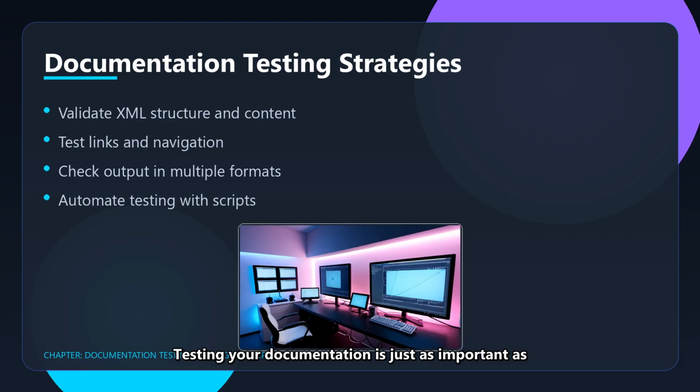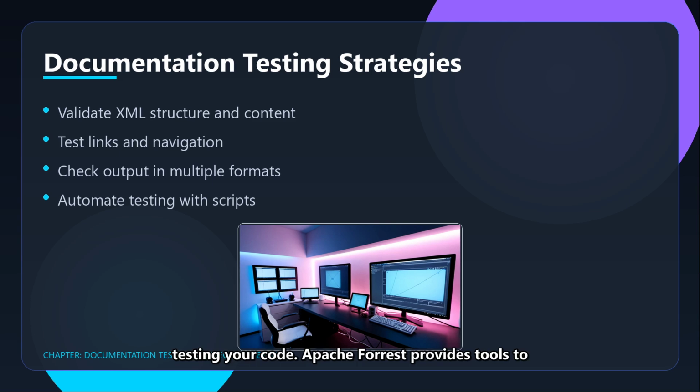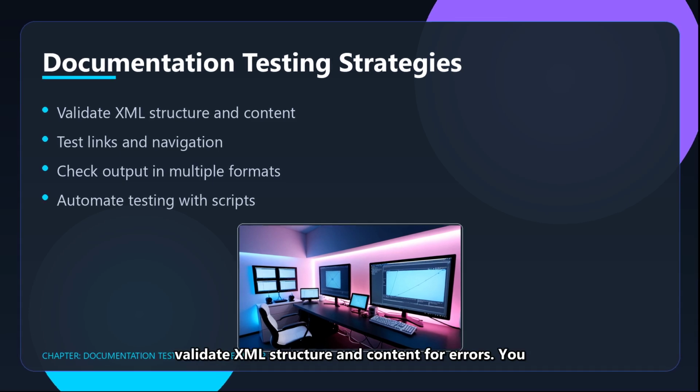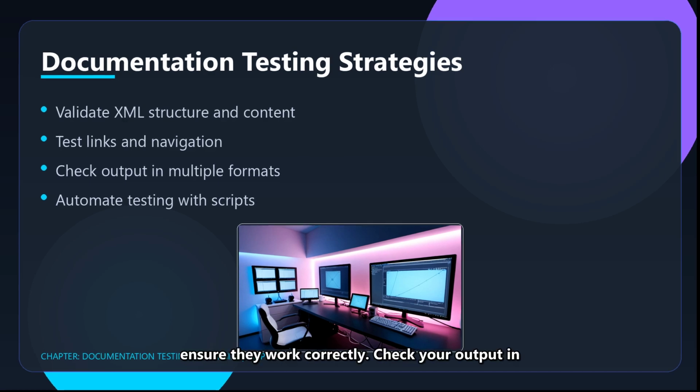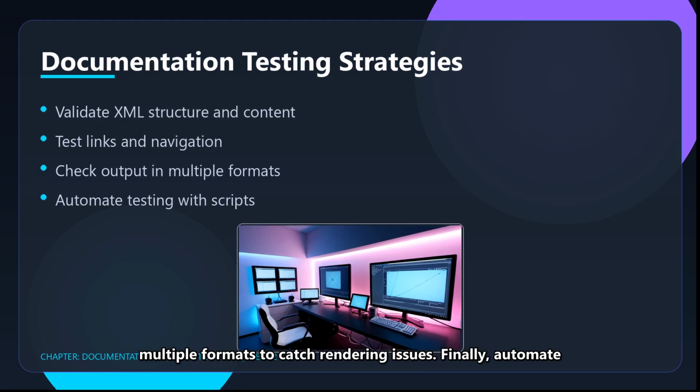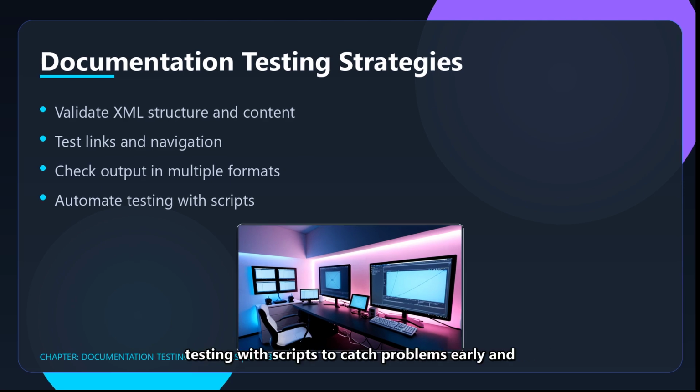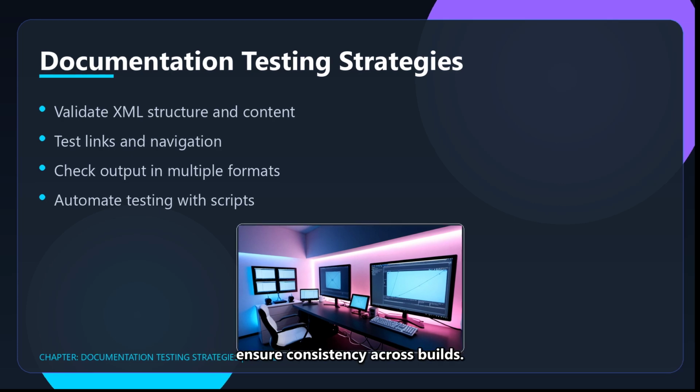Testing your documentation is just as important as testing your code. Apache Forrest provides tools to validate XML structure and content for errors. You should also test all links and navigation to ensure they work correctly. Check your output in multiple formats to catch rendering issues. Finally, automate testing with scripts to catch problems early and ensure consistency across builds.